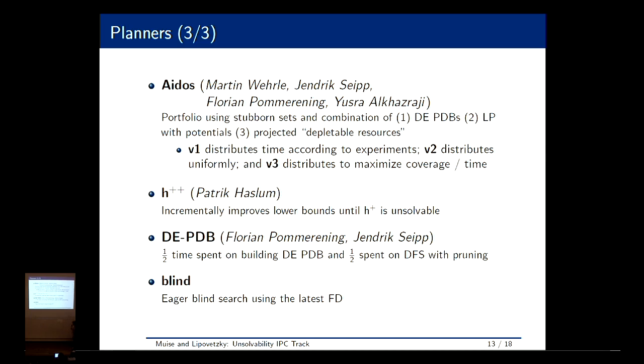We have H++, which is incrementally improving the lower bounds until it detects unsolvability. The dead-end pattern databases, where half of the time is spent building your pattern database and then half the time is spent searching with that pattern database. And we had 11 planners plus one, and the plus one is just an eager blind search using the latest of the Fast Downward code base.